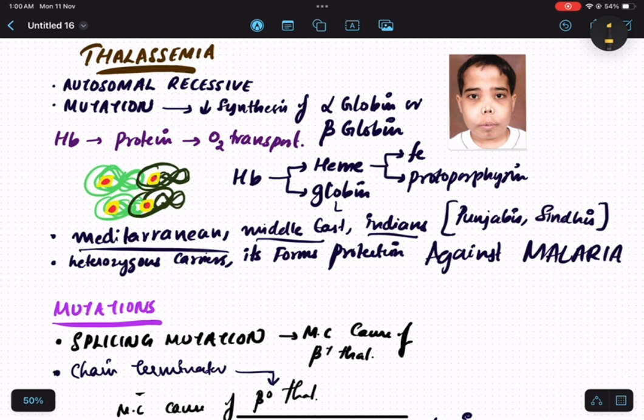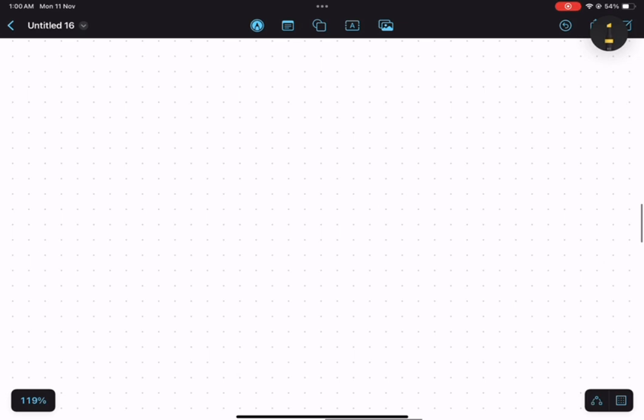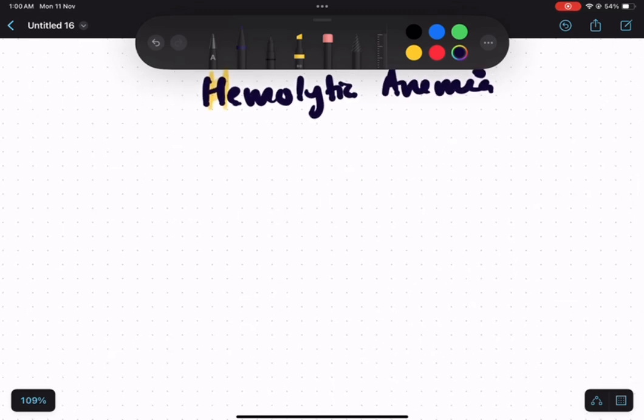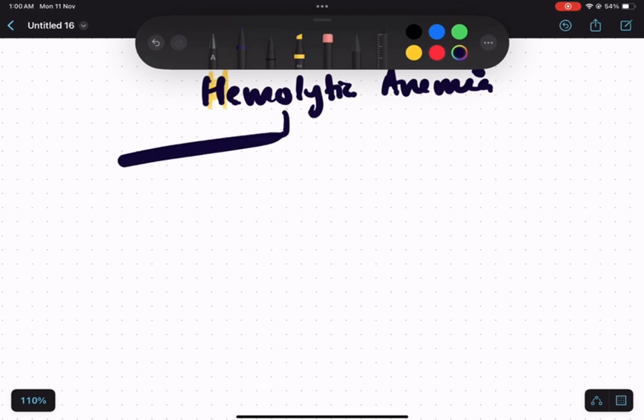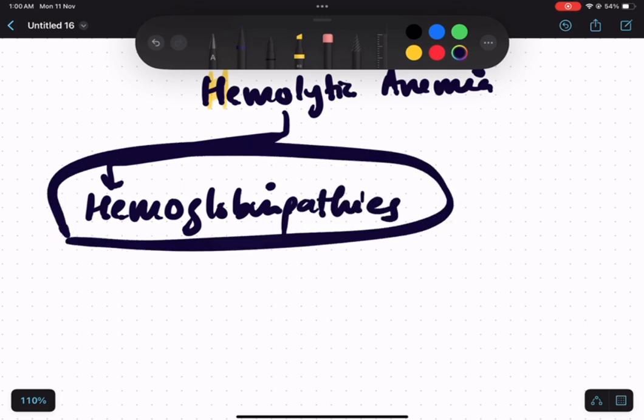So what is thalassemia, right? It's a hemolytic anemia, and it comes under hemoglobinopathies. Hemoglobinopathies means disorder of hemoglobin.